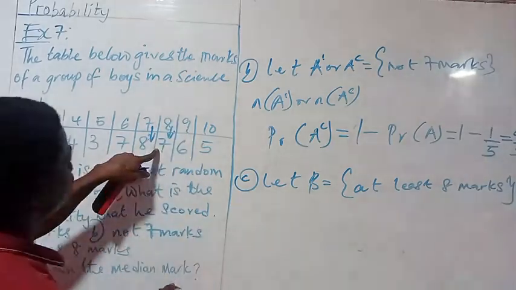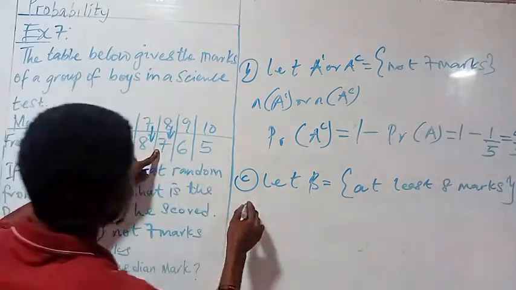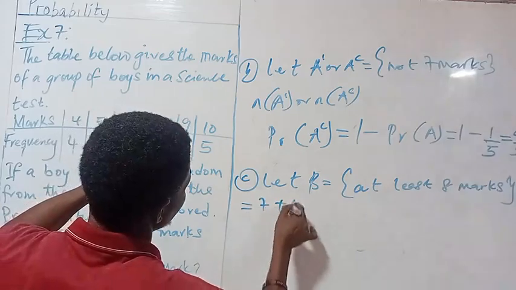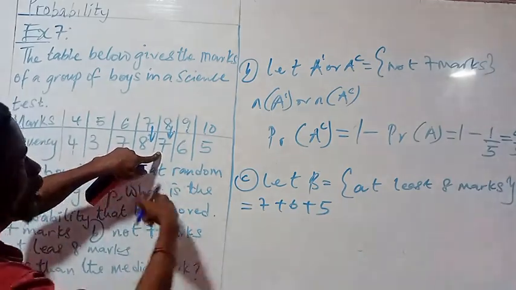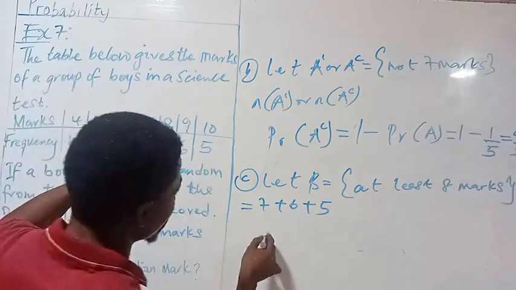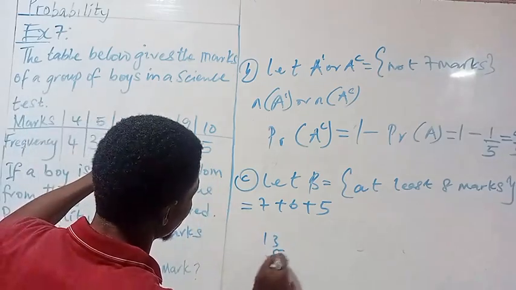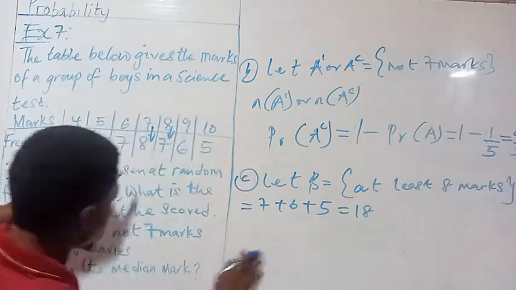So from 8, the corresponding value of 8 is what? Is 7. So you are going to add 7 plus 6 plus 5. That is from 7 above, which is 7 plus 6 plus 5. And what is that? This is 13, then plus 5, we have 18. Okay? Now, what is the probability of that?